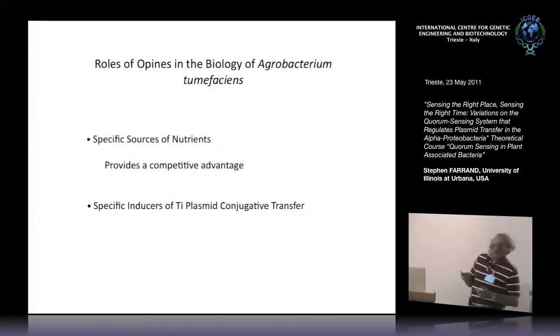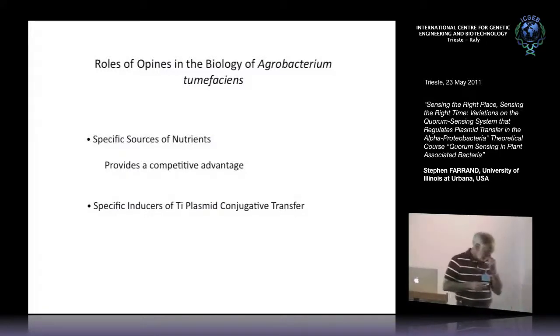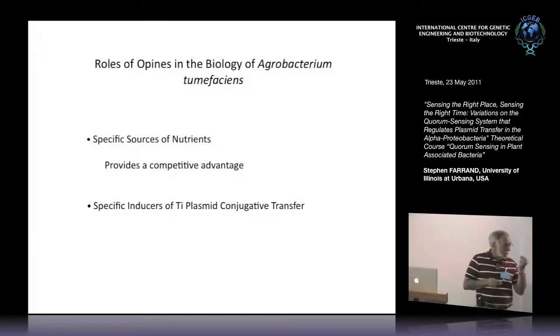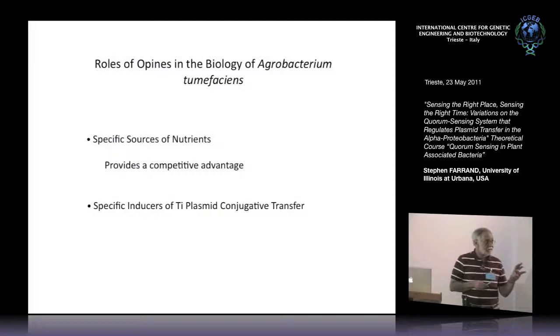Okay, so the roles of the opines in the biology of Agrobacterium tumefaciens, it turns out that the opines are there for 2 reasons. The first reason is that they are specific sources of nutrients for the bacteria. So Agrobacterium engineers plant cells to produce opines by transferring T-DNA to the plant cell. The value of the tumor genes, that is the genes that make the single plant cell grow into a tumor, is that now instead of having just one plant cell making opines, you have thousands of plant cells making opines. That is, you have a factory for making opines. So the bacteria then can take advantage of those opines by utilizing them as sole source of carbon and nitrogen.